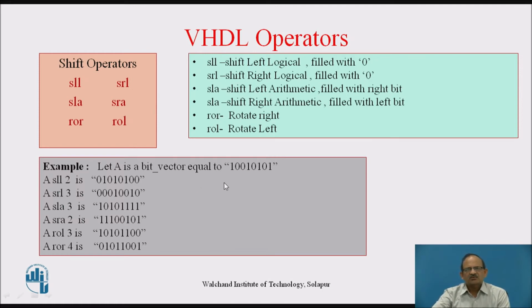Now let us see an example. Let A be the vector equal to 10010101. Now the first operator is A shift left logical 2.